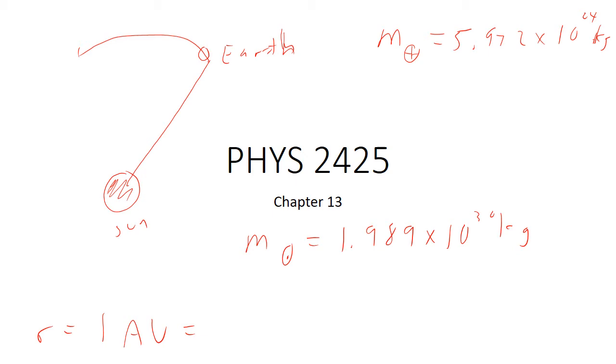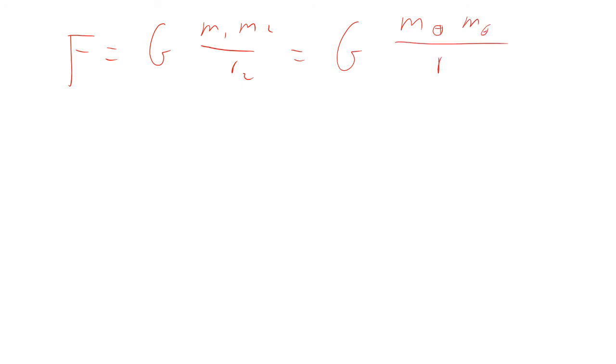We're going to pretend that it is for this problem because otherwise it's a little more complicated than we want to do at this stage. So that's 1.496 times 10 to the 11 meters. And so what I want to know is what's the force of gravity between Earth and the Sun? Simple. G m1 m2 over r squared. So in that case, this would be G mass of the Earth times mass of the Sun over r squared.